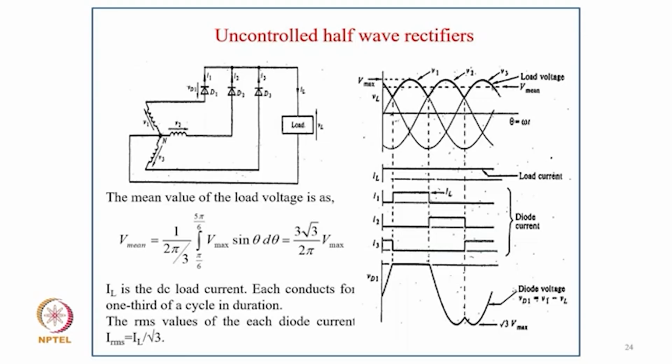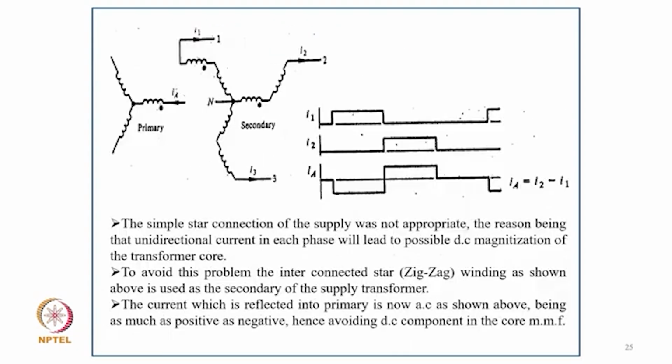So the average output is 3 root 3 V max upon 2 pi, where V max is the peak value of the phase voltage, as it typically corresponds to the star connection. So if IL is the DC load current, each diode conducts 1/3 of the cycle in duration. The RMS value of each diode current is I_RMS equal to IL upon root 3.